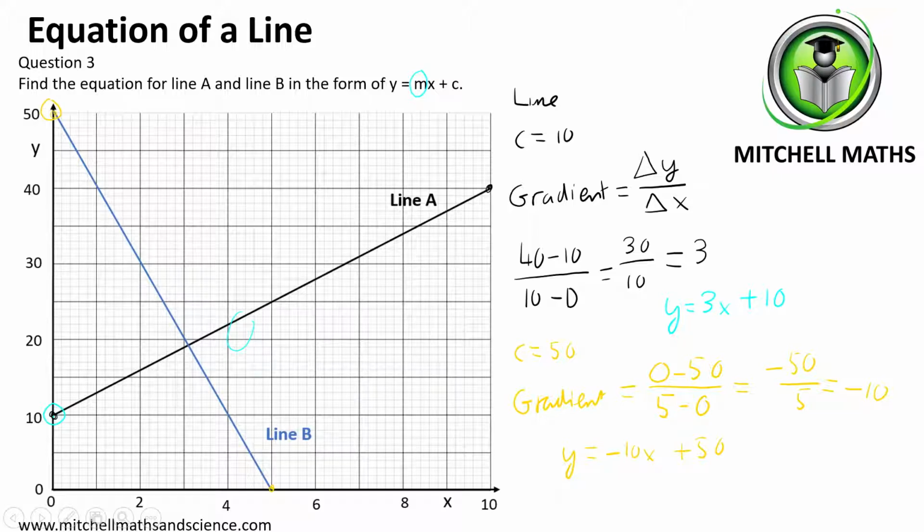So just remember, to find the gradient, pick 2 points on a line, then measure the change in y over the change in x between those 2 points. And remember, if it slopes upwards, the gradient is going to be positive. If it slopes downwards, like line B, then the gradient is going to be negative.